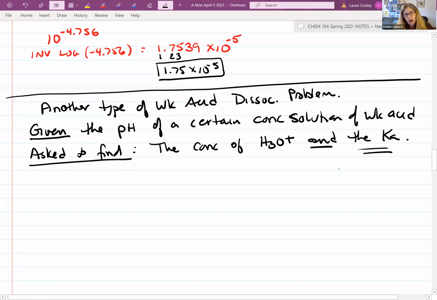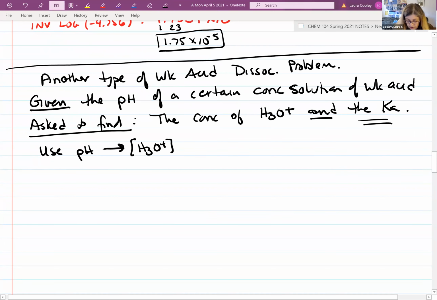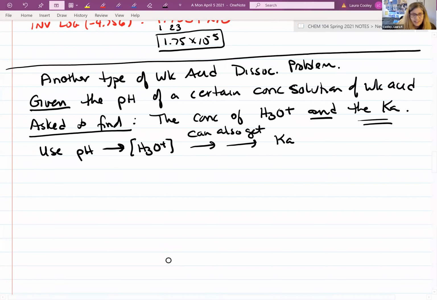So this is a problem where you can use the pH to get the H3O plus concentration, and later you can also use it to get the Ka. I think you might find this kind of problem a little familiar, certainly from the equilibrium lab that we did last week. But let me write down what I'm talking about.